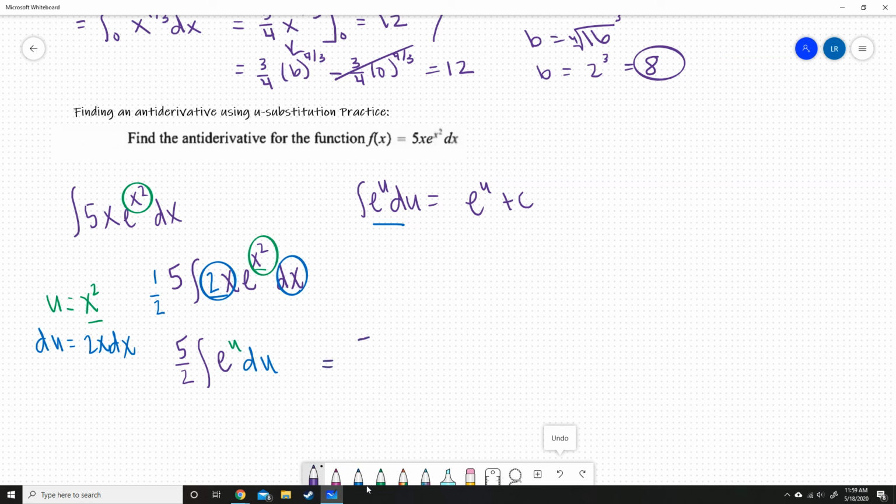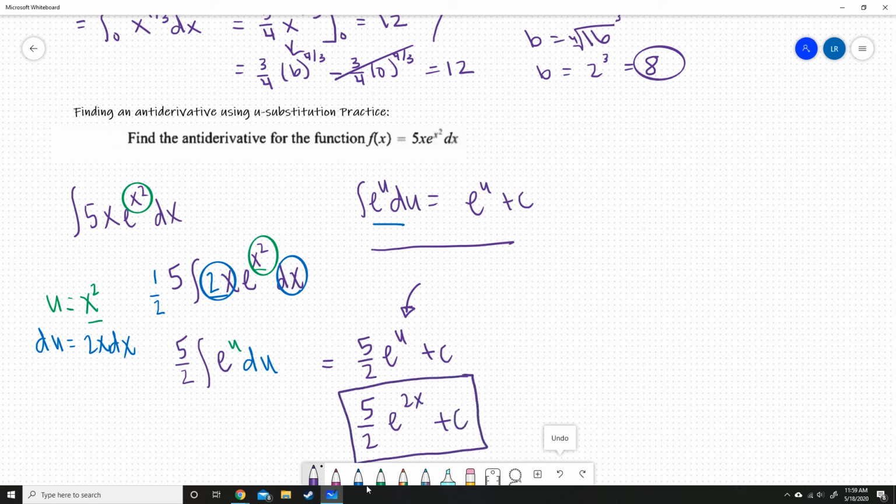And when I integrate this, I get 5/2 e to the u plus c, and that's from this rule. I need to substitute back in what my u was because I want this in terms of x, and so I get 5/2 e to the x squared plus c. That is my final answer.